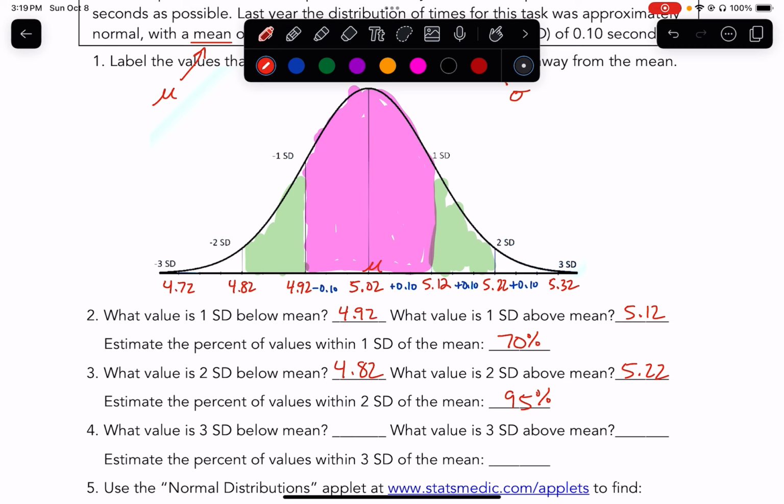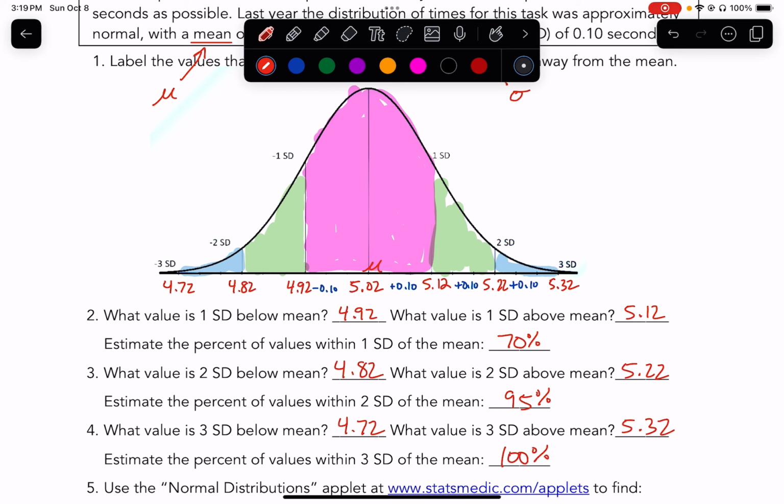And then question 4, what value is 3 standard deviations below, and what is 3 standard deviations above? Below is down here at 4.72, and above would be at 5.32. Again, that's extending out from the mean. It's all the pink stuff, all the green stuff, and now including these little blue tails at the end. To me, that looks like all of it. I think we've basically filled in everything underneath our graph. So I'm going to say that looks like 100%.